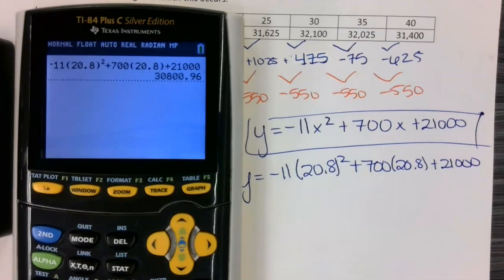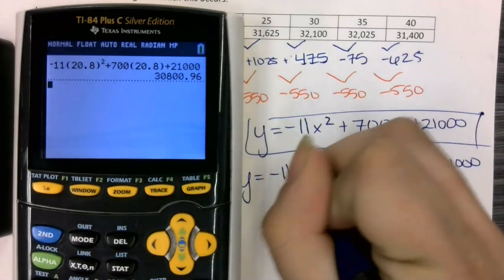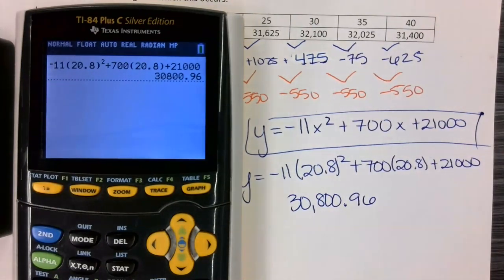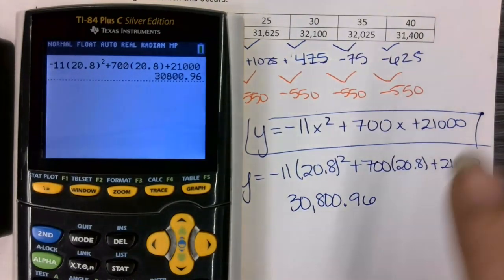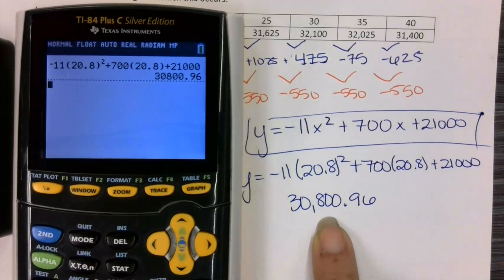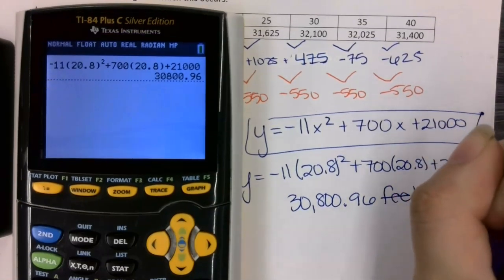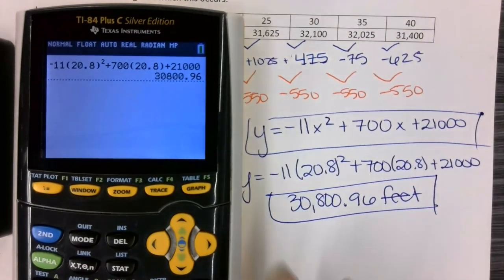When I get 30,800.96, and this is measured in... no, 20.8 was the seconds. So this one is... no, seconds is time. The height, so height was measured in feet. Questions here.